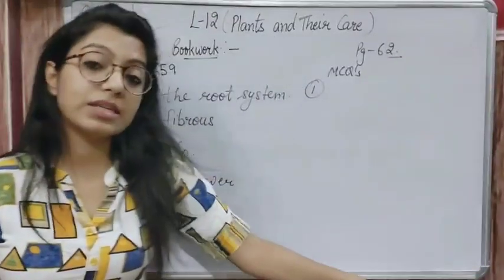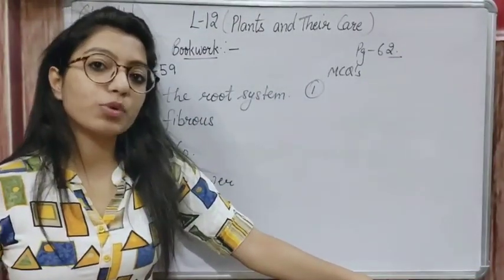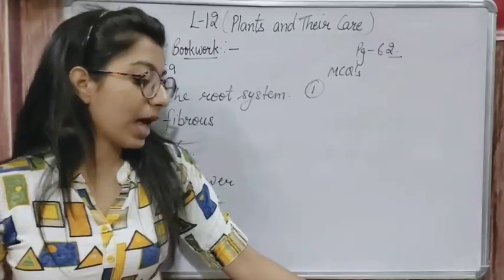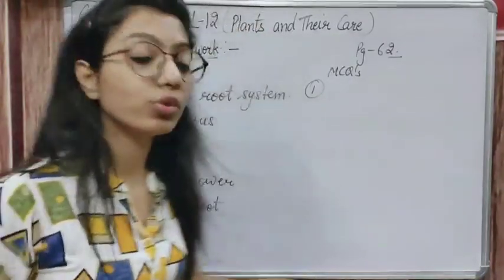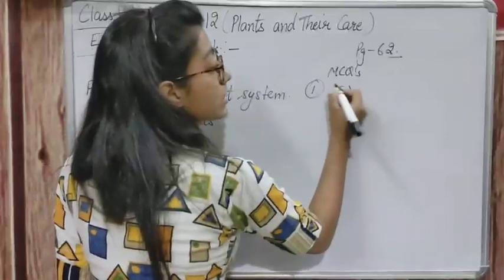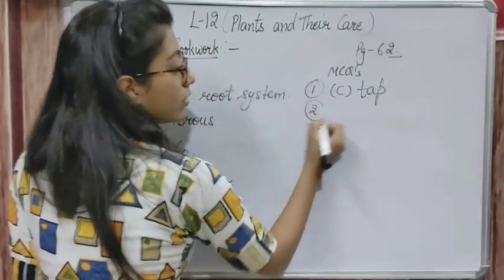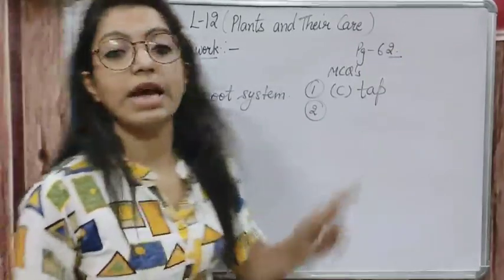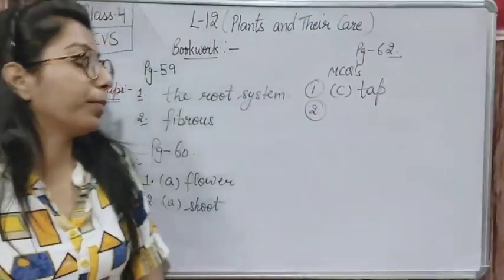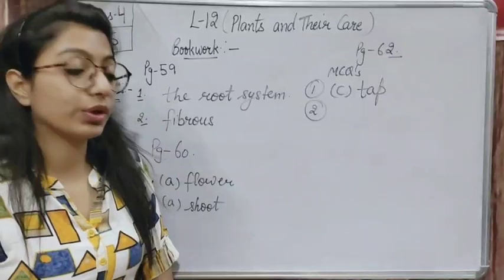So the pea plant is an example of the tap root system, right? So a pea plant has tap root. Option number C is correct, that is tap. So a pea plant has a tap root.